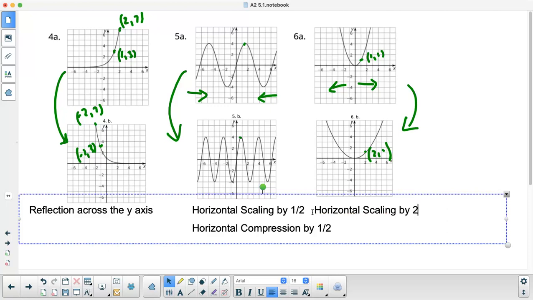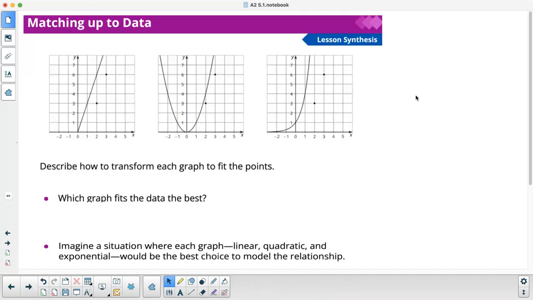And instead of scaling, you might see the word stretch. Okay, but they basically mean the same thing. All right, so describe how to transform each graph to fit the point. So this is our lesson synthesis.